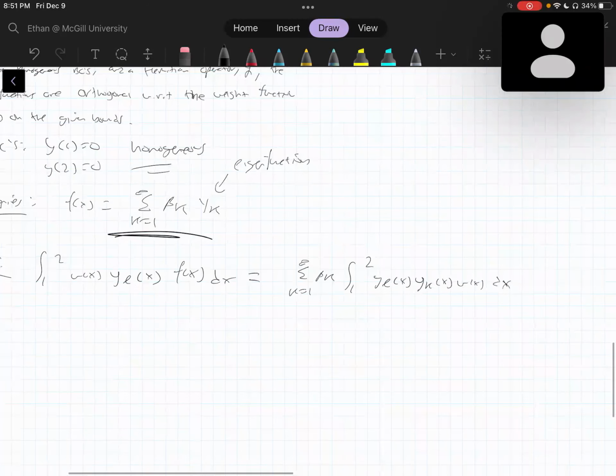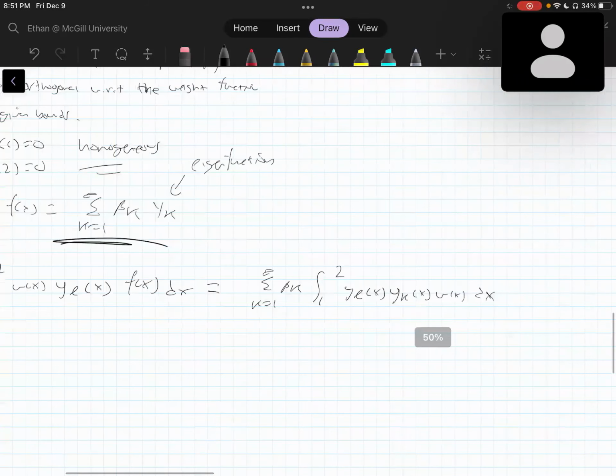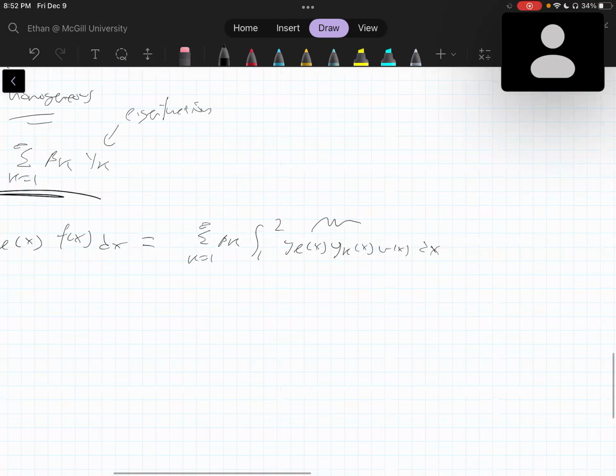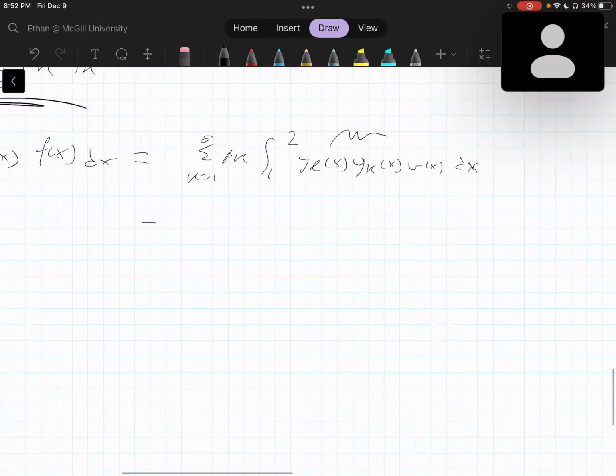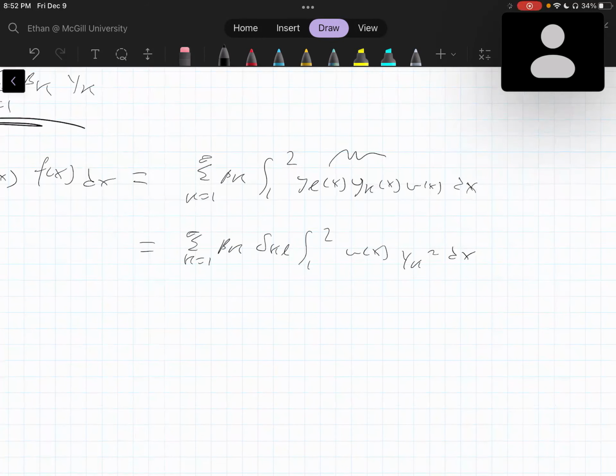Now, Sturm-Liouville theory states that the eigenfunctions are orthogonal with respect to the weight function on given bounds. So these are eigenfunctions here, and they're orthogonal to each other with respect to the weight function, which is also in the integral. And by that, we can use the Kronecker delta function. So we can rewrite this as, because they're orthogonal with respect to the weight function in this integrand.